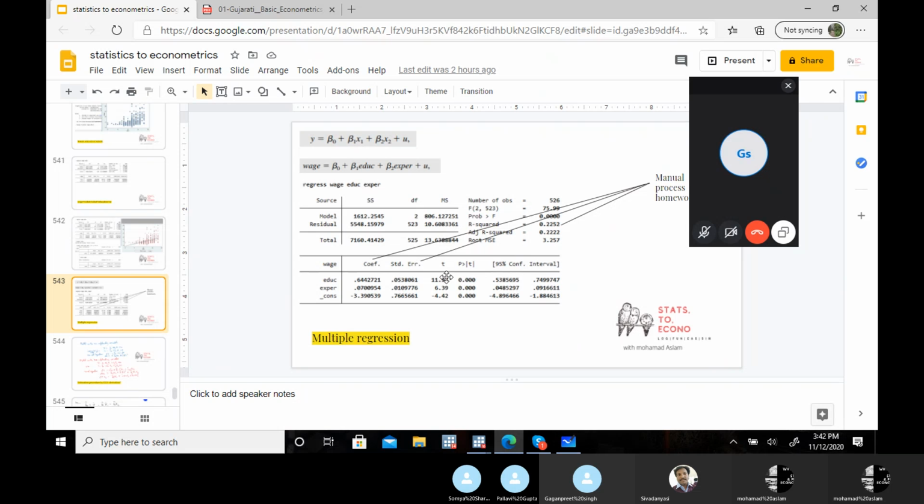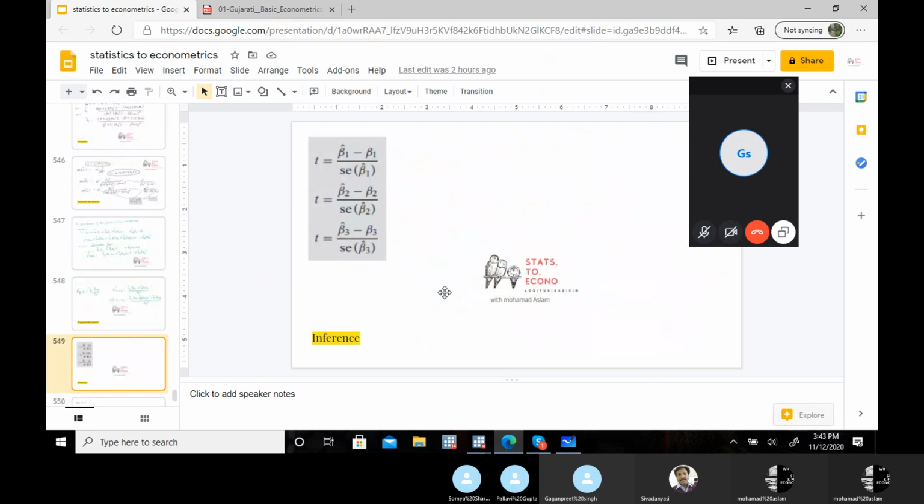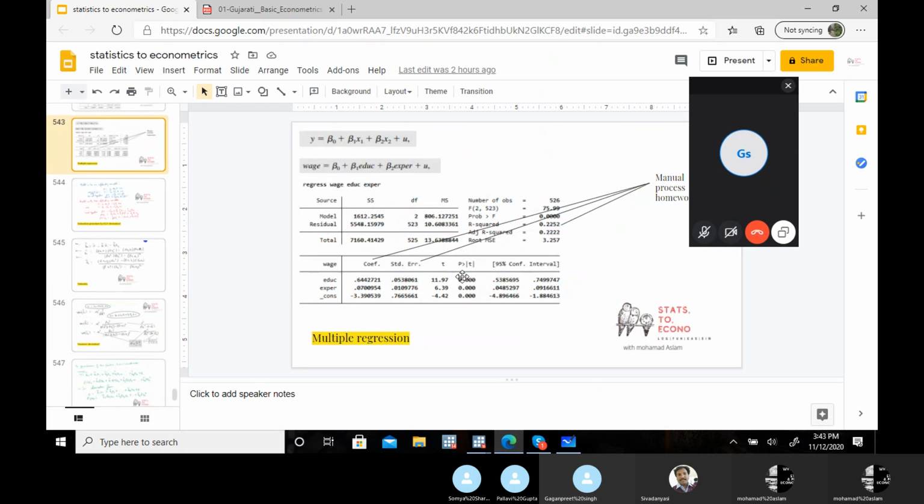The third calculation is T part. For T, you have to just put a calculated slope coefficients like beta 2 hat, beta 3 hat, beta 1, or it's a beta 0, beta 1, beta 2, minus your null hypothesis, divide by standard error of these. So standard error you already calculated from the variance. Then you will get these three values, all the T values, T statistic values.